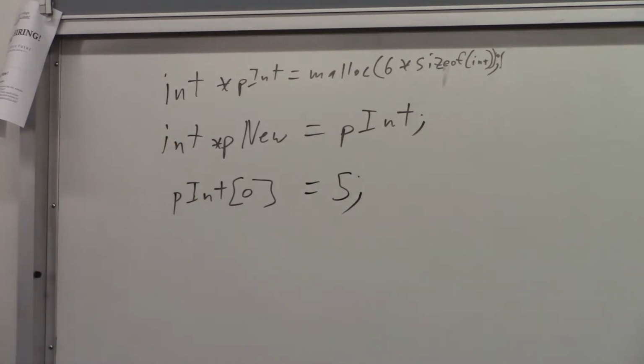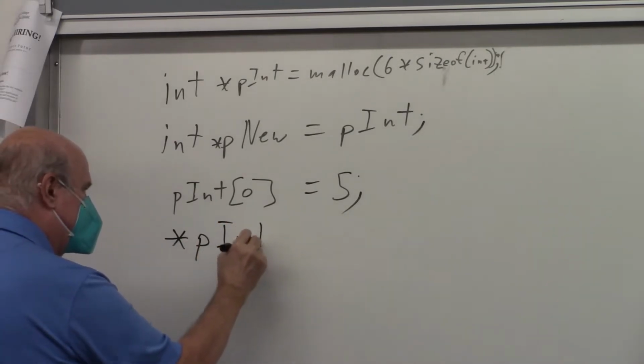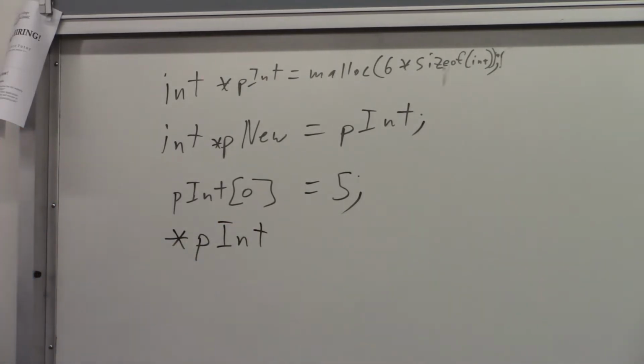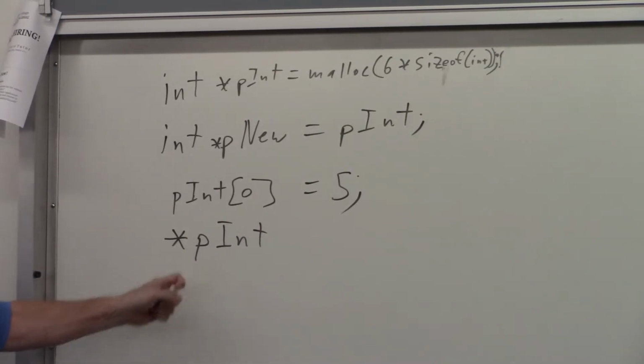We've also talked about how you can reference a piece of that memory by using an index to it. You can also reference a piece of that memory by dereferencing the pointer. You dereference the pointer by preceding the pointer with the asterisk character. That's what dereference means.